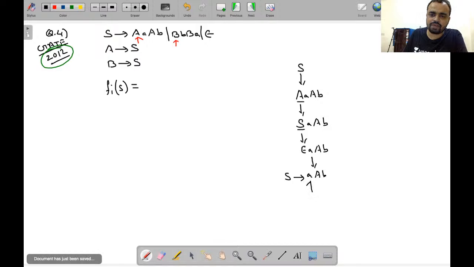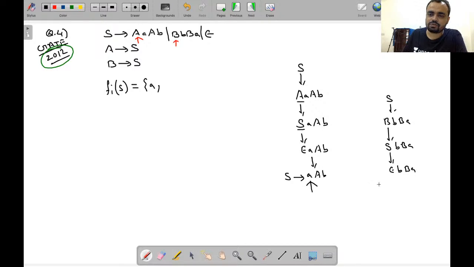So what is the first of S over here? This is the small a. Similarly, you can derive S to BBBA. So ultimately this B can be reduced by SBBA. Similarly, this S can be reduced by epsilon BBA. So finally what we are deriving is S to BBA. So what is the first over here? This is the b. And of course the epsilon, because we are deriving epsilon directly. So this one will become the first of S.